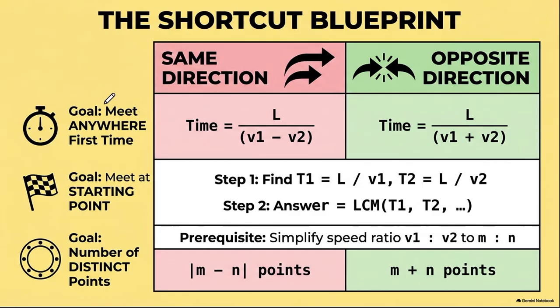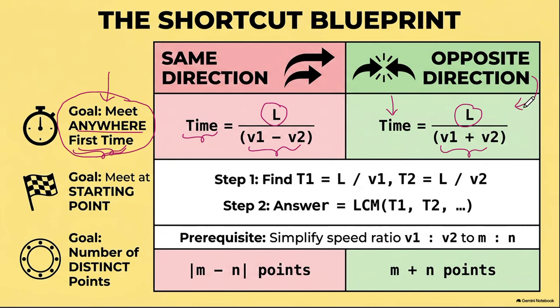Our first important trick is, if two runners are running on a circular track, at what time they will meet anywhere for the first time. If they are running in the same direction, then the time is nothing but the length of the track upon the speed difference, v1 minus v2. If the direction is the same, we have to subtract the speeds. If they are running in the opposite direction, then the time at which they will meet anywhere on the track is the total length of the track upon the addition of the speeds.